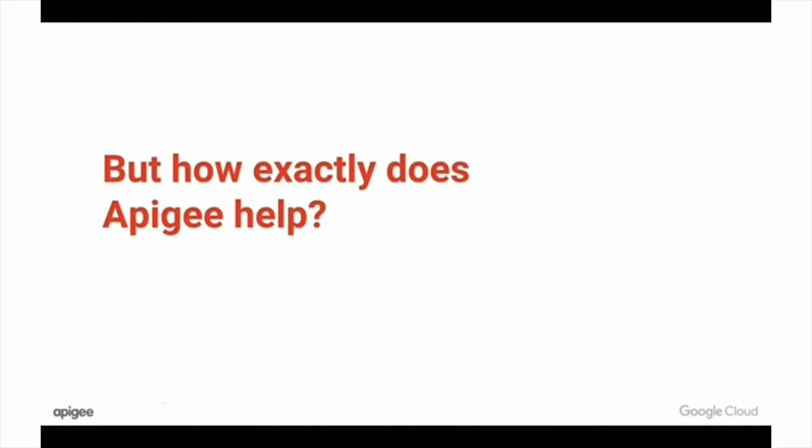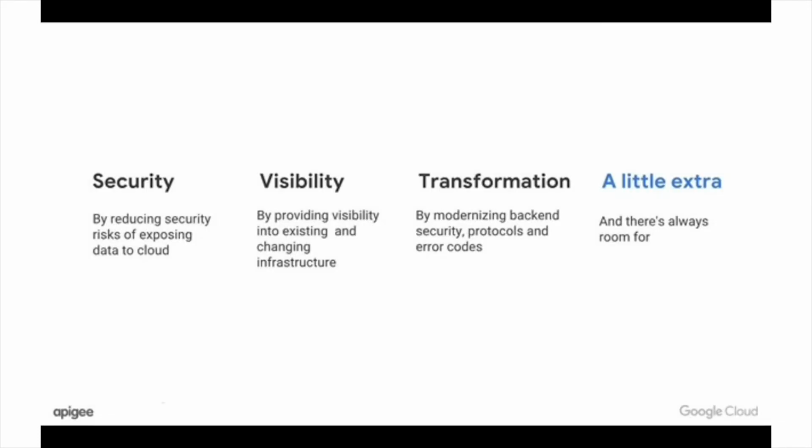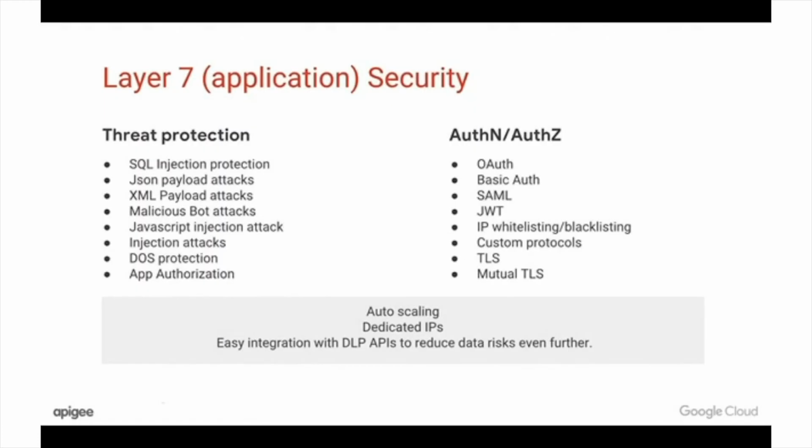Let's now look at how exactly does Apigee help you with this overall journey. So there are three key themes, right, which Apigee helps you with. One is the security, then visibility, then transformation, and we always have something a little extra.